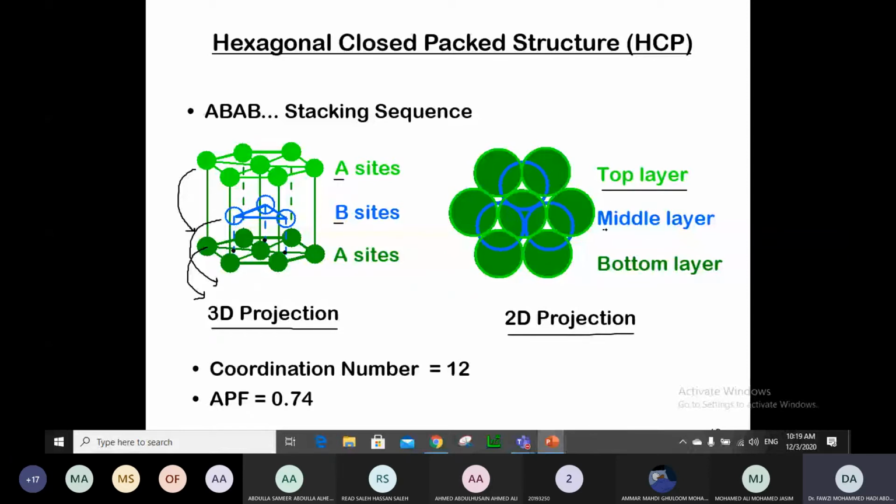So you have the top layer, the middle layer, and the bottom layer, and then the bottom layer is the same as the top layer, and then it continues in the same way. So this is what we refer to as a stacking sequence of AB, AB, AB, AB in the material in this direction. We already looked at the coordination number and atomic packing factor, which is the same in the HCP crystal structure and the FCC crystal structure, but the stacking sequence is completely different.